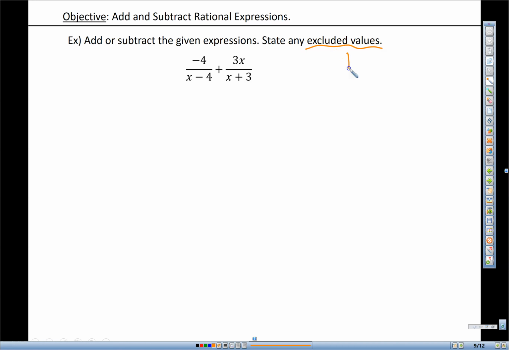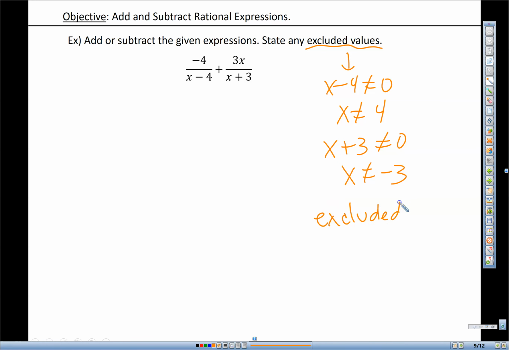So excluded values, we have a factor of x minus 4 that can't be 0, so x can't be 4. And we have a factor of x plus 3 in our denominator that can't be 0, so x cannot be negative 3. So conclusion, all the excluded values, x cannot be negative 3 or positive 4 from least to greatest.